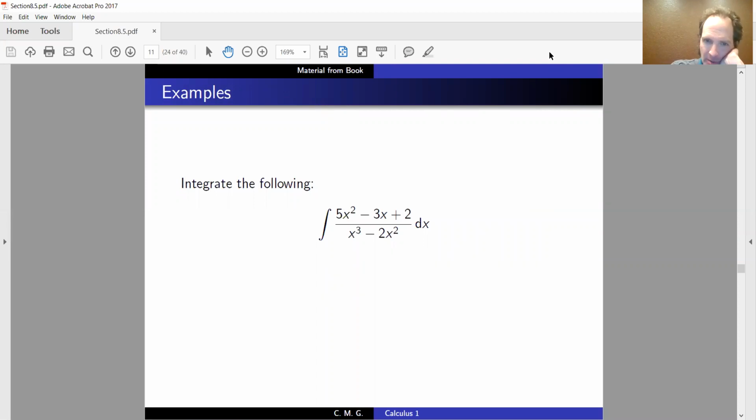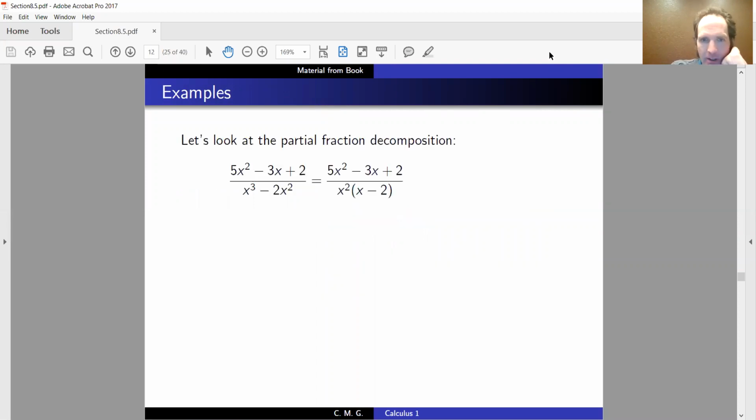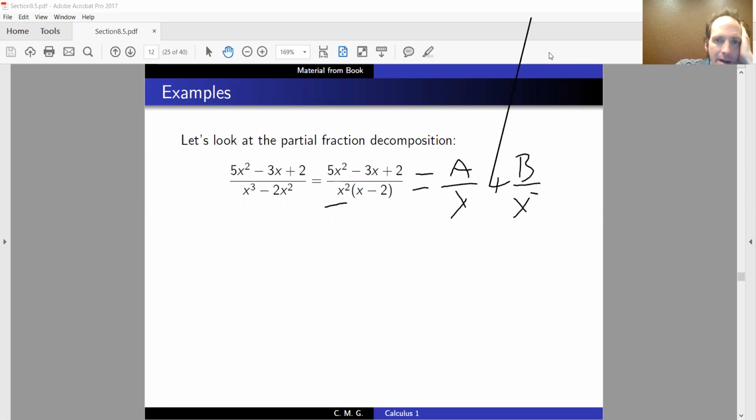So we've got 5x squared minus 3x plus 2 over x cubed minus 2x squared. So the denominator here is x squared and x minus 2. X squared is going to be like what we were just talking about with the powers. So this is a power of x. So for my partial fraction decomposition, I need something over x plus something else over x squared plus something else over x minus 2. And so I've got 3 terms in here that I've got to deal with as I'm going forward.